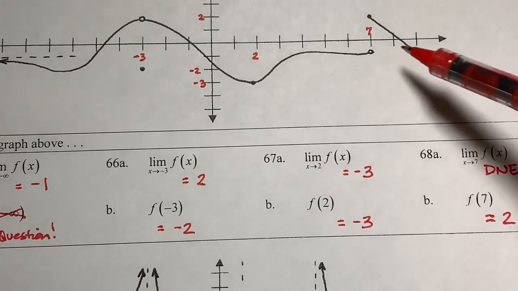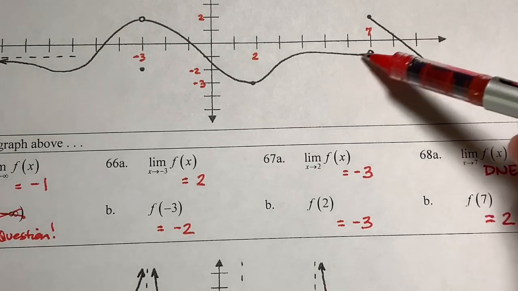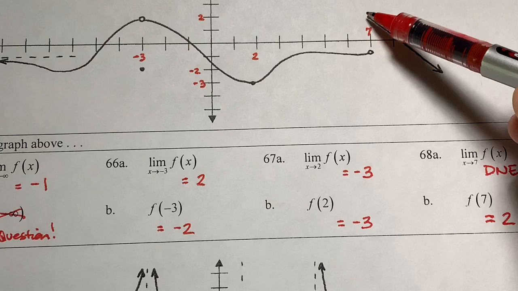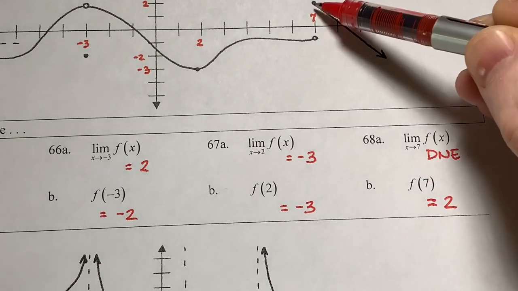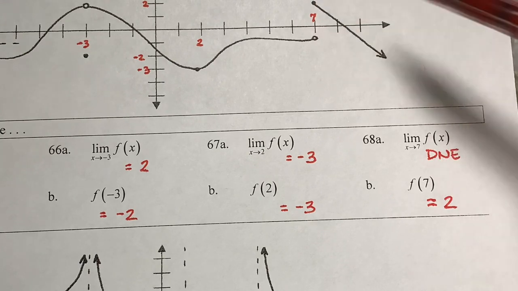And then finally, at 7, the limit does not exist because I'm approaching -1 from the left and +2 from the right. So that's a DNE right there. But the value does exist here at 2 or about 2.